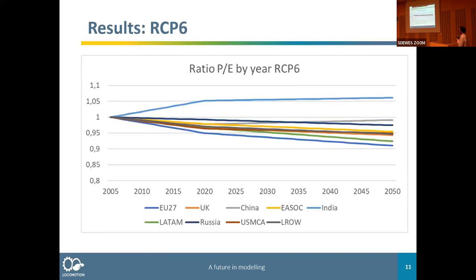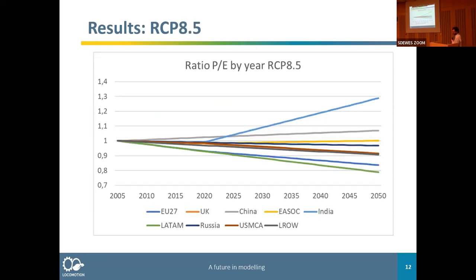Now for the RCP 6, it's a middle scenario between the RCP 4.5 and the most extreme RCP 8.5. And we can see that an increase of this ratio, or the water availability, is expected again in India, but not so high as before, around 1.05. Also, it is expected a change in the decreasing behavior of the ratio in China after 2020, and this starts increasing, but does not reach one. And we have decreasing values of water availability for the future, again, in the European Union, Latin America, and the United States, Mexico, and Canada.